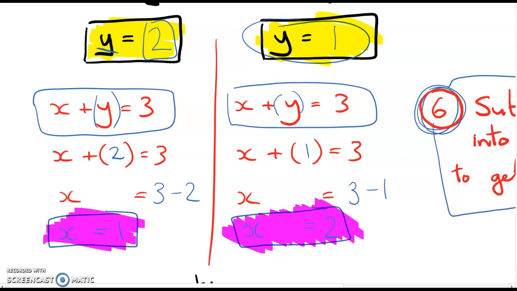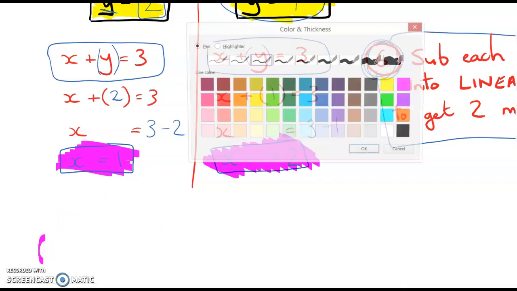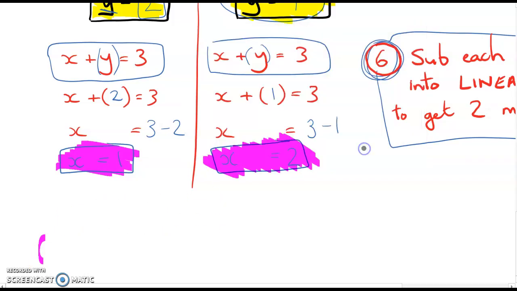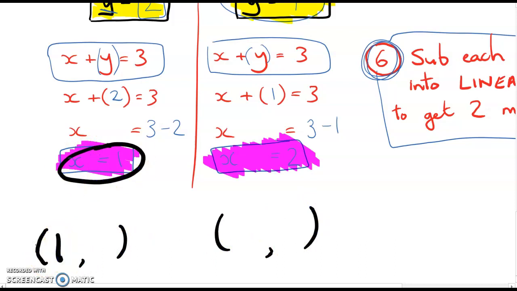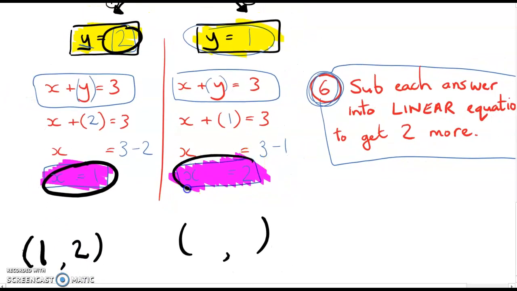And then if you really want it to be good, you put them into brackets. So let me delete this, more questions here, and take this up a little bit. So we say bracket, bracket, and we put bracket, bracket. With that x coordinate, which is 1, we had that y coordinate, which is 2. And with that x coordinate, which is 2, we had that y coordinate, which is 1.